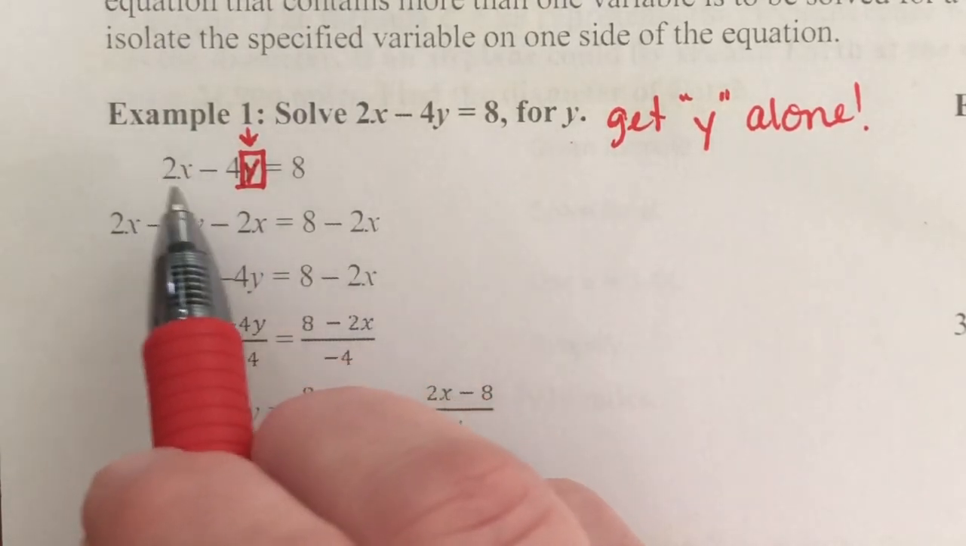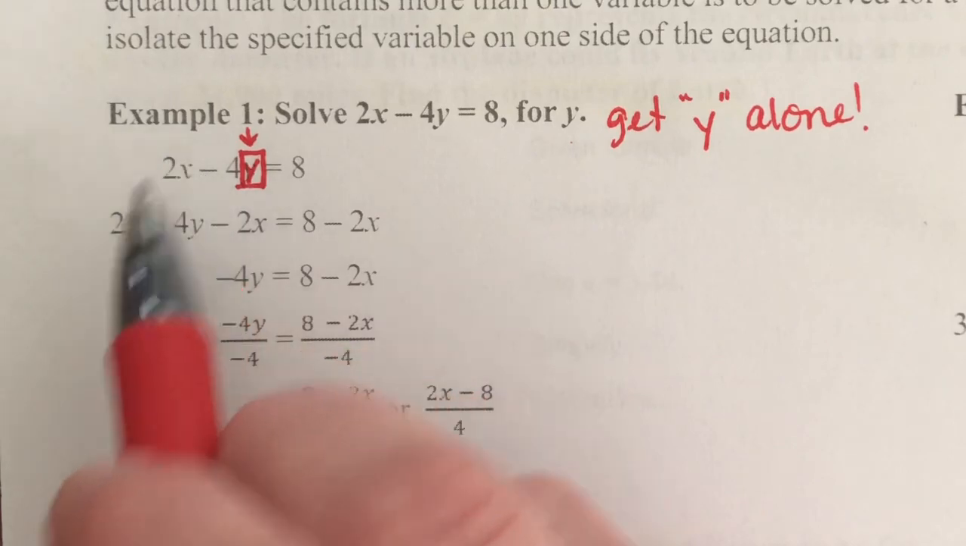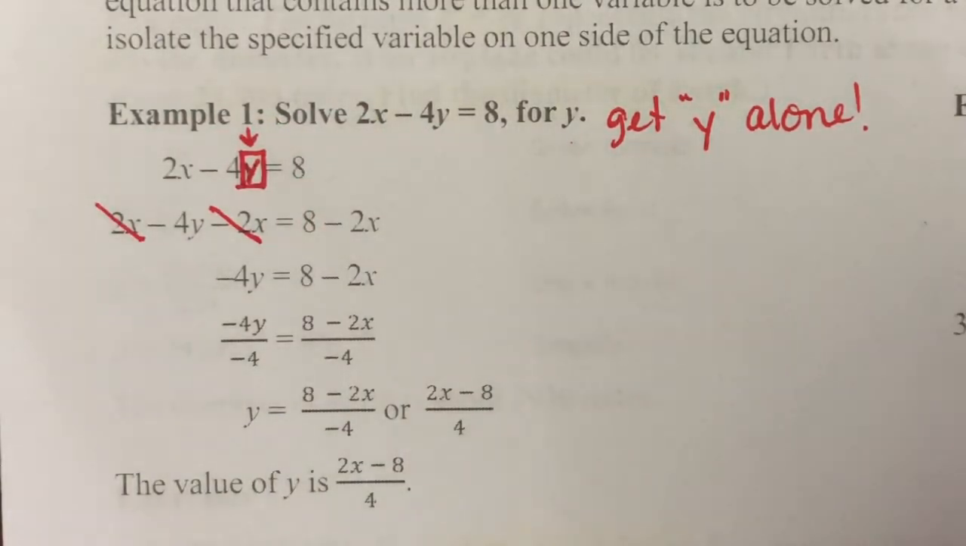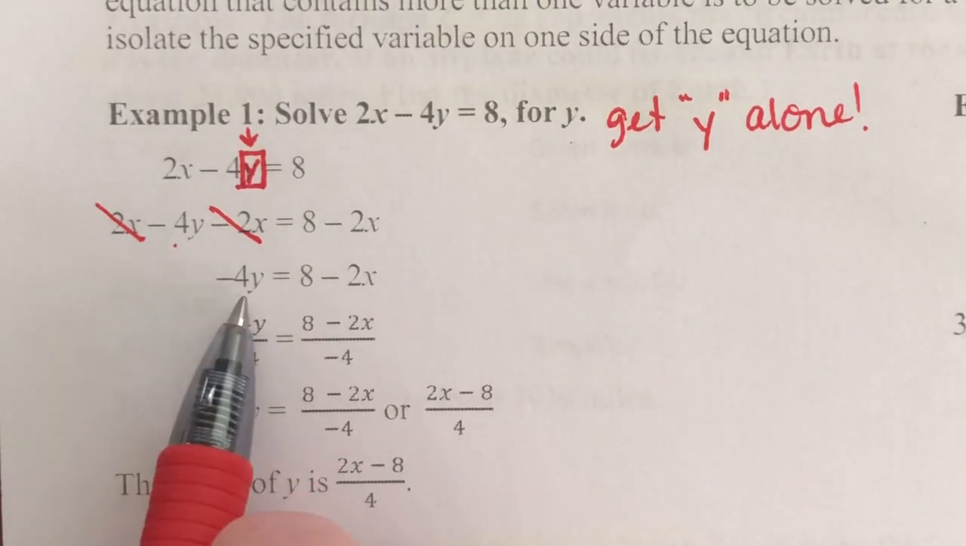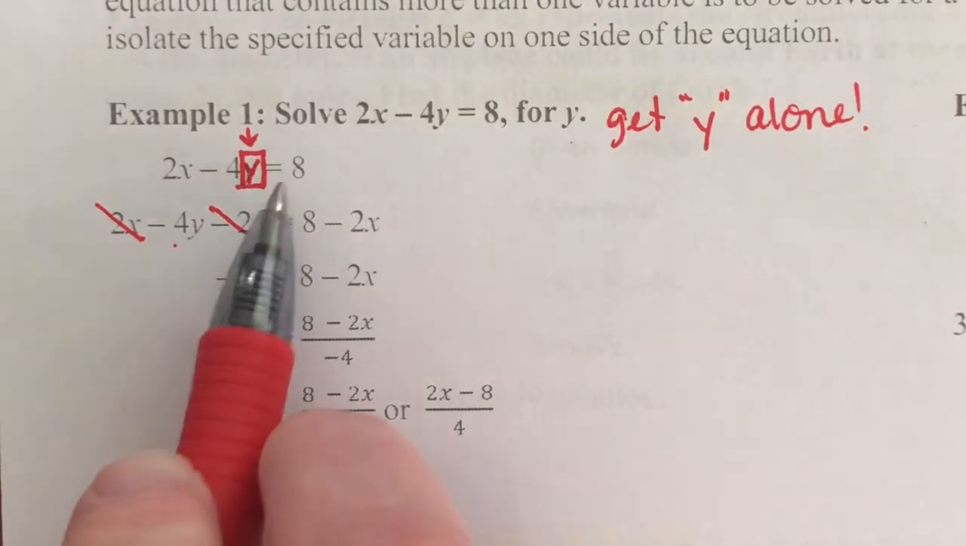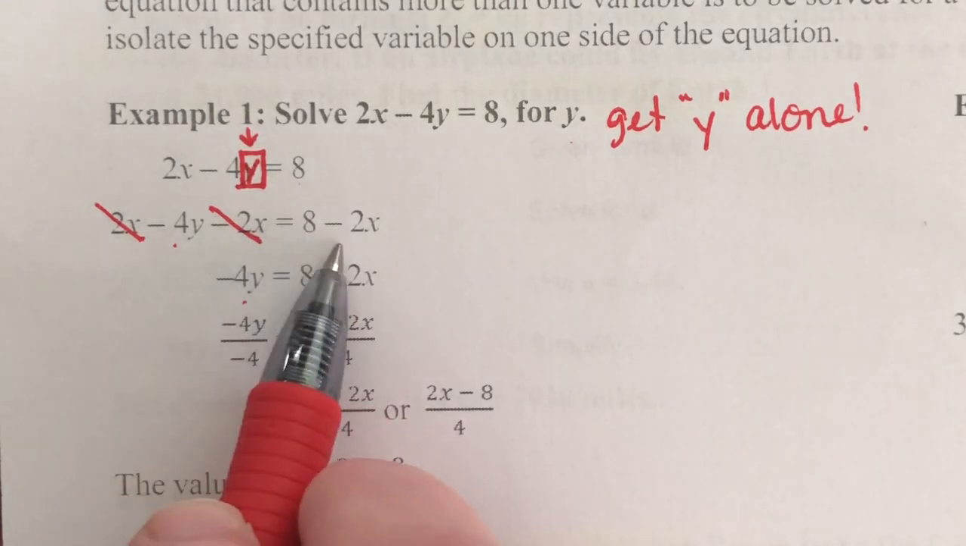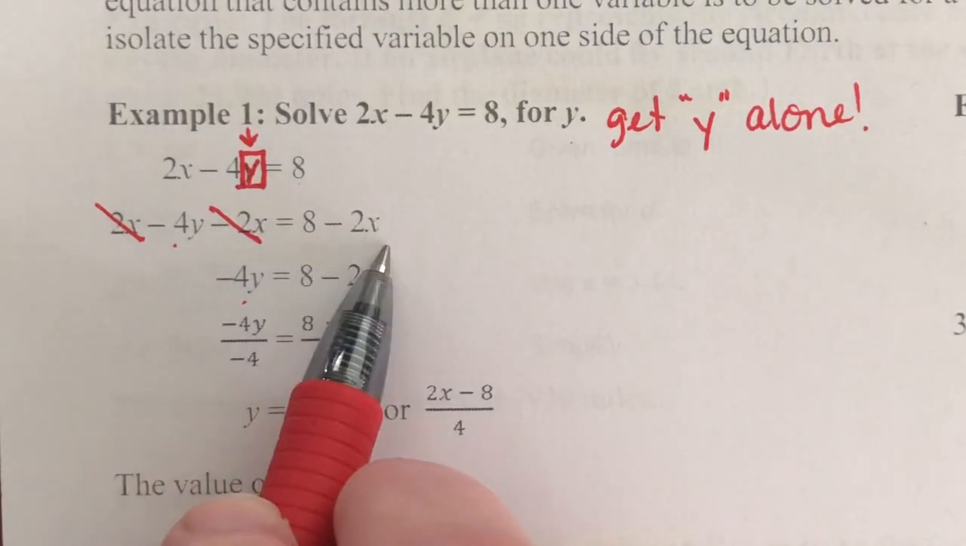So first they get rid of this 2x. It's a positive 2x, so they subtract it. So 2x minus 2x, they go away. And we're left with negative 4y on this side of our equal sign. On the right side, we had 8. And we subtracted 2x, because whatever we do here, we have to do here.